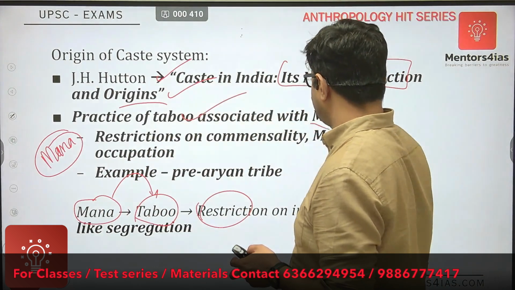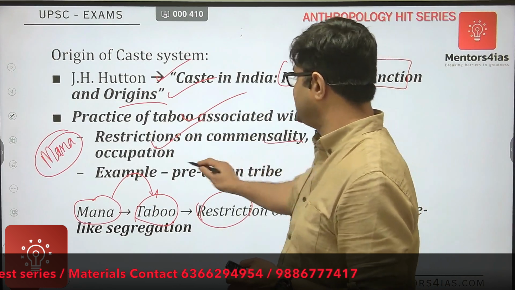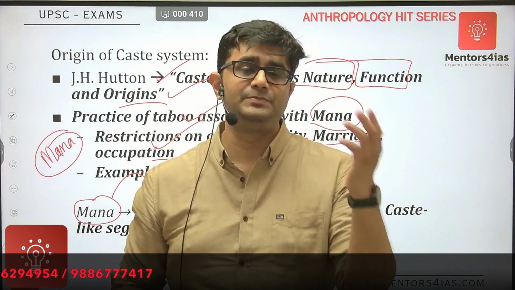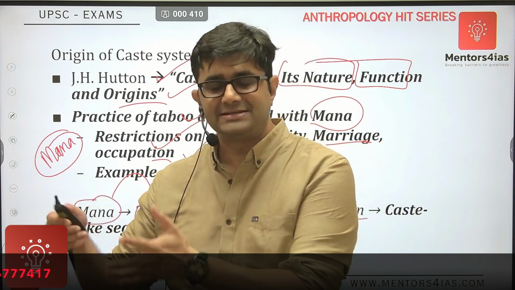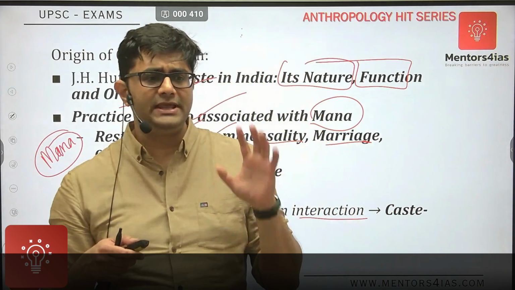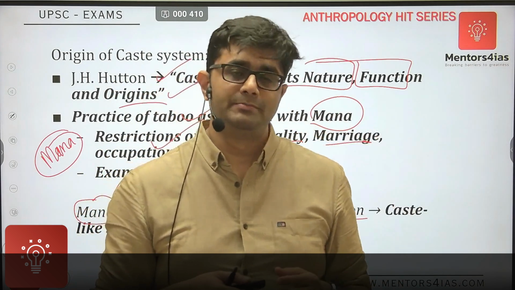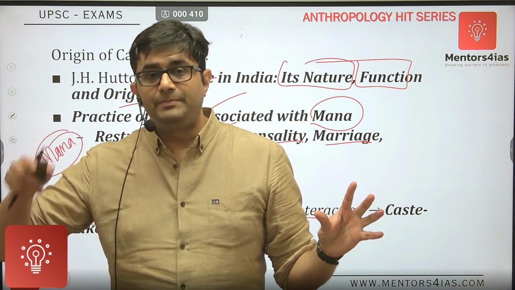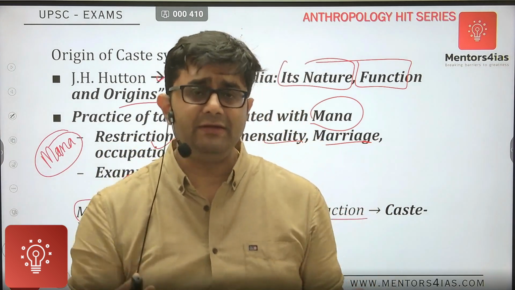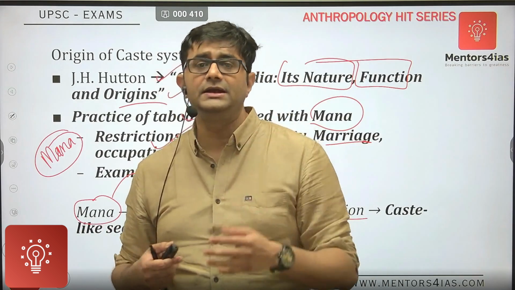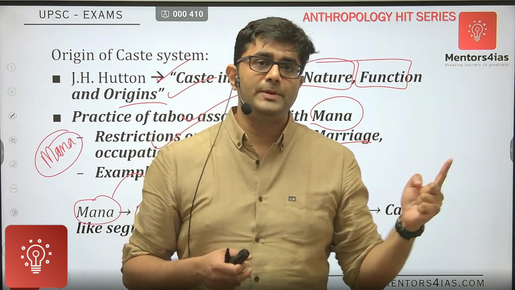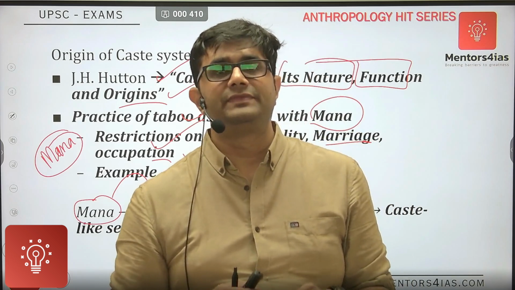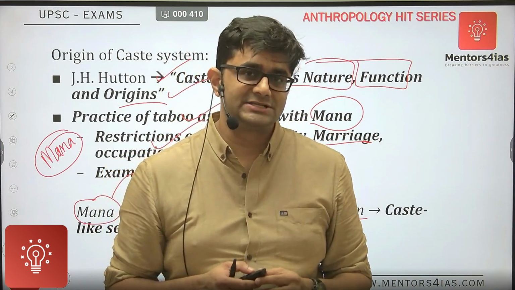So practice of taboo associated with mana, which led to restrictions on commensality, marriage, occupation, etc., which in turn gave rise to caste system. So he did a study among the northeastern tribes. These pre-Aryan tribes had some practice of mana, which in turn led them to believe that they should not interact with other group people. For example, he observed that in northeastern villages, people followed a particular occupation. People from the other group were not allowed to follow that occupation because they believed that it will bring bad luck. Even migrants, when they went and settled in these villages, were not allowed to practice the occupation of other groups. Okay, so this practice led Hutton to believe that it could be this practice of mana that led to caste segregation, right?